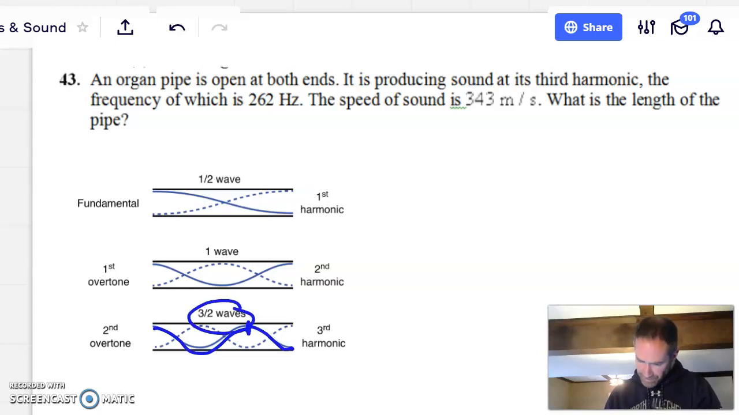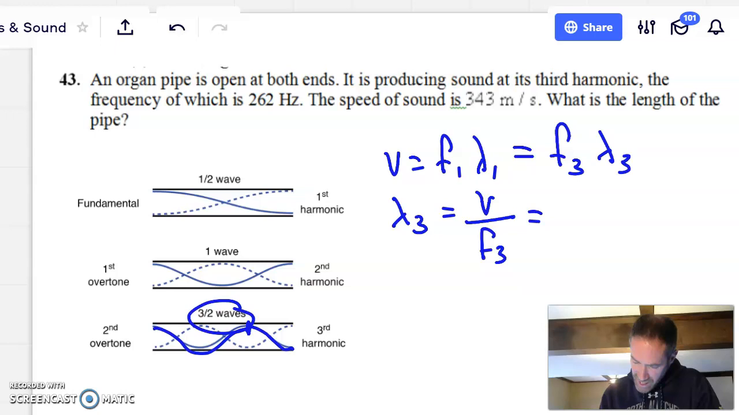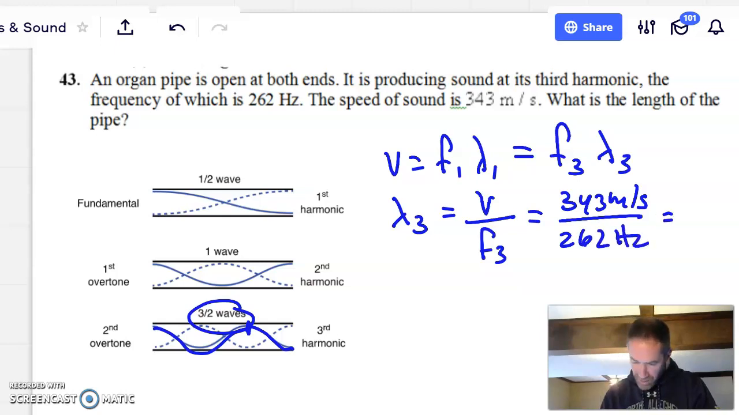So I can say that the wave speed is, well, it's true that it's the fundamental frequency times the fundamental wavelength, but it's also equal to the 3rd harmonic times the third wavelength, like this. Now I can solve for that third wavelength. I can say that third wavelength is the wave speed divided by that third harmonic frequency. So I'll take that 343 and I'll divide by that 262 hertz, and that will give me 1.31 meters.